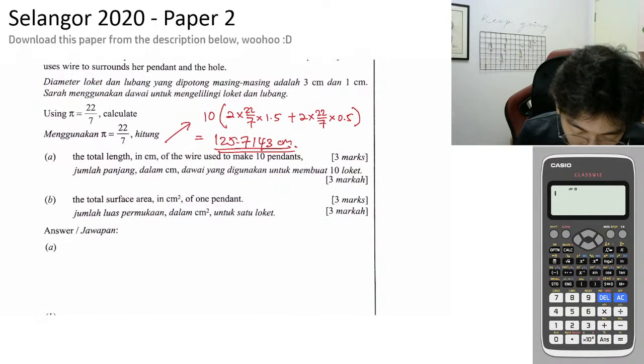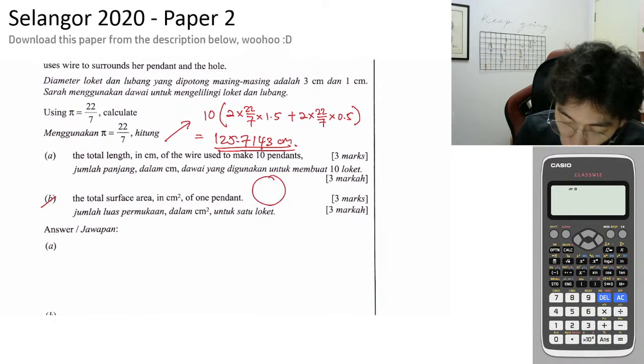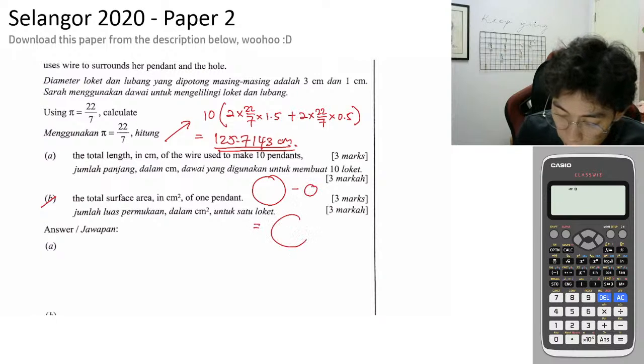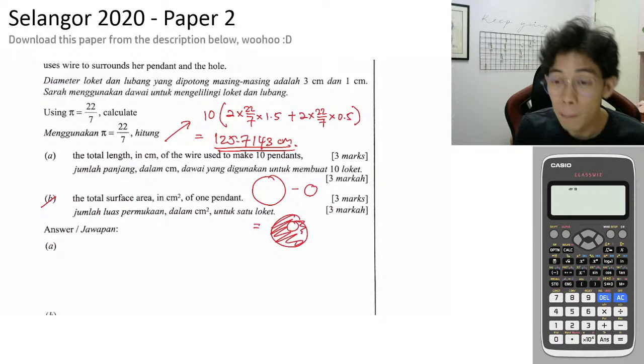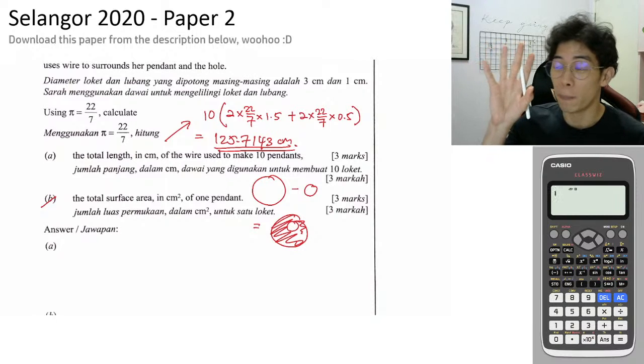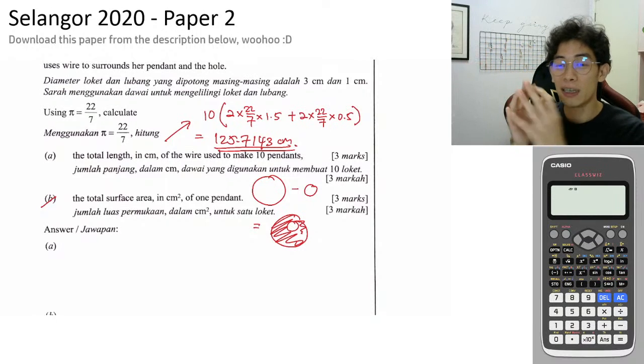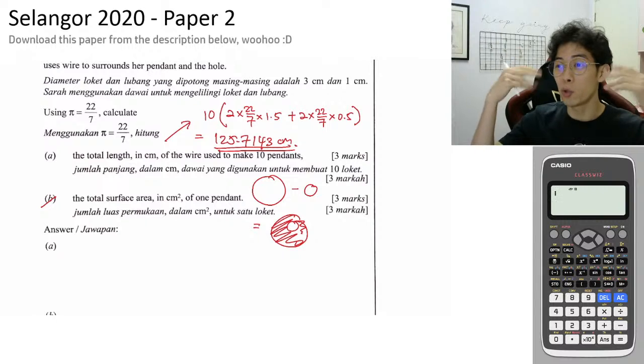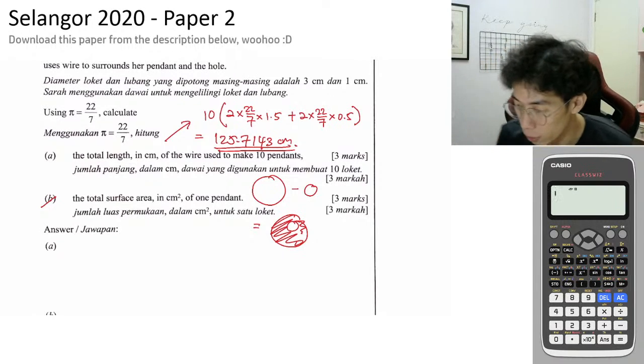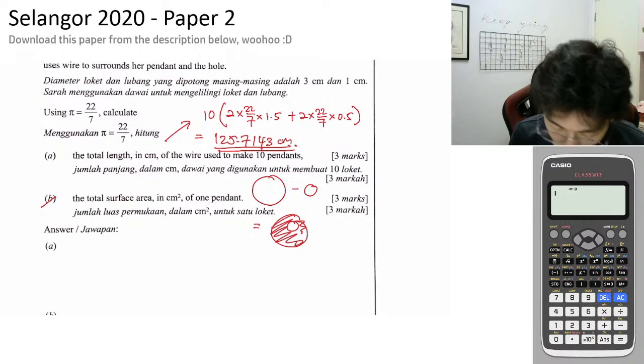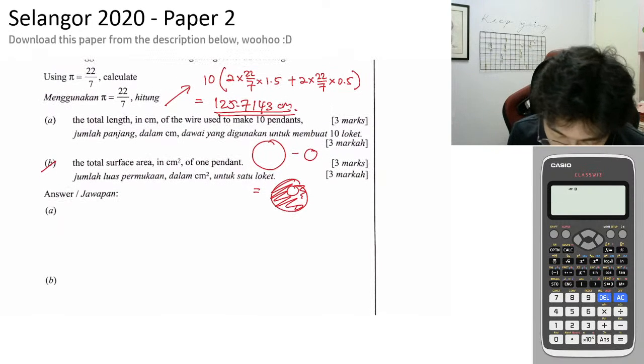So the pendant is like this. The big circle minus the small circle to get this part, right? But this is one surface only. The pendant has 2 surfaces. If you think about it too much, you might say the thickness, everything, we don't care. We want the difference only. So difference, then times 2.